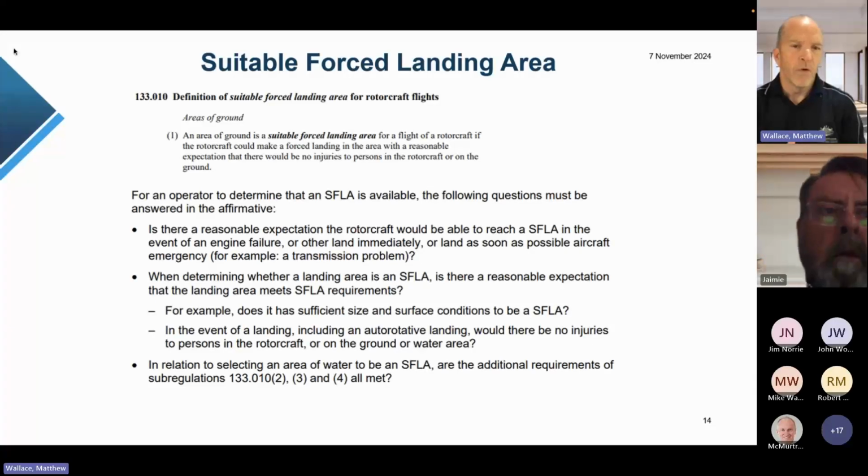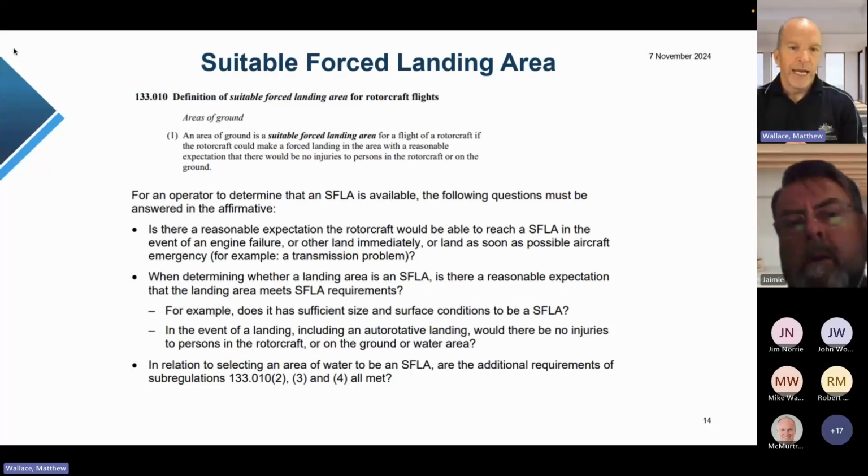Well, would it meet that requirement? Is there a reasonable expectation the rotorcraft will be able to reach the area in the event of an engine failure or other land immediately? So that might be a gearbox malfunction, for instance, vibration, etc., or land as soon as possible, aircraft emergency, and an example there is a transmission problem.